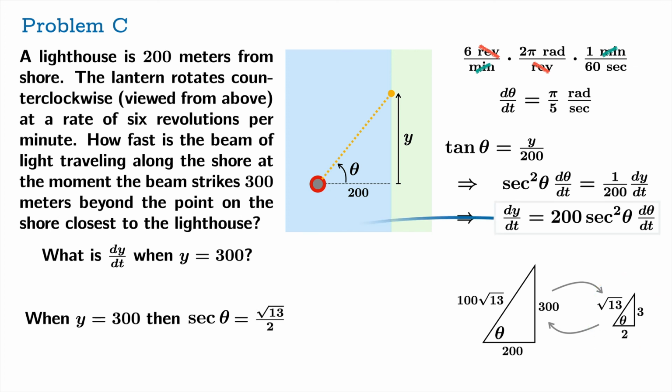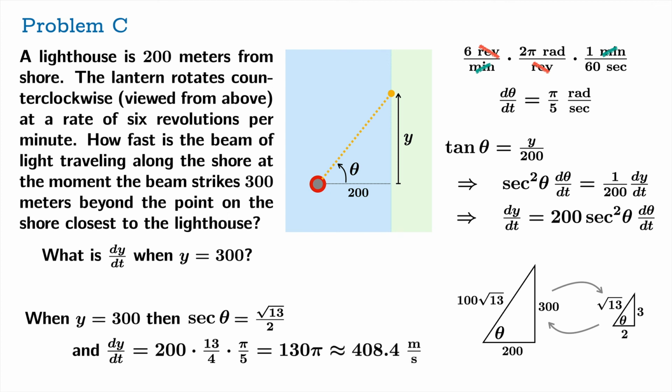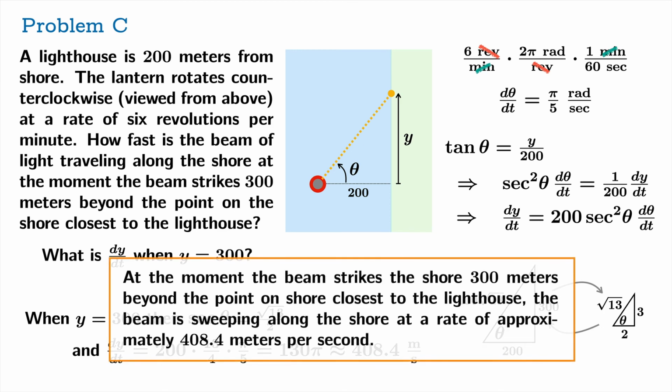And now we have all the pieces in place. So we're going to rewrite dy dt over here. Dy dt is going to be 200 secant squared theta, which is 13 over 4, times d theta dt, which is pi over 5. That simplifies to 130 pi, or about 408.4 meters per second. So here's what we might put for our punchline. At the moment the beam strikes the shore 300 meters beyond the point on shore closest to the lighthouse, the beam is sweeping along the shore at a rate of approximately 408.4 meters per second.